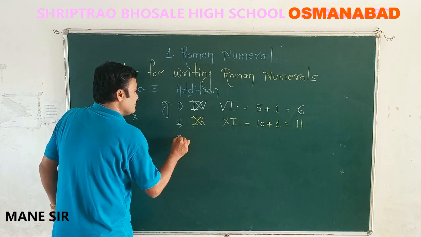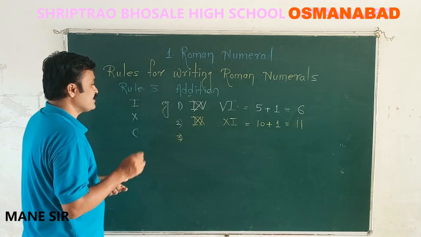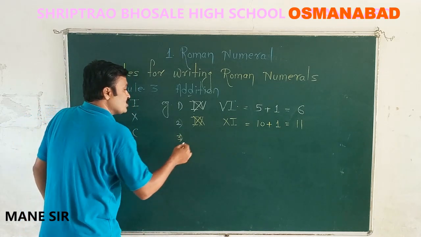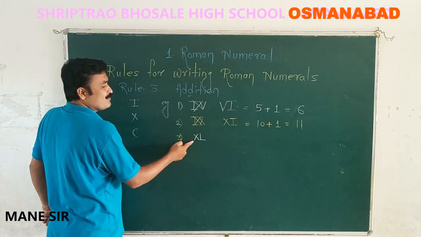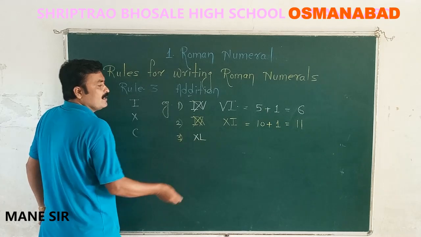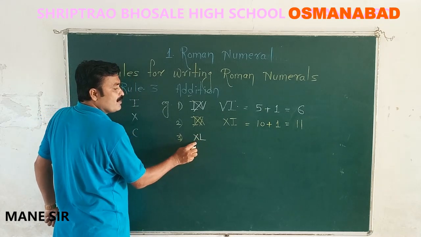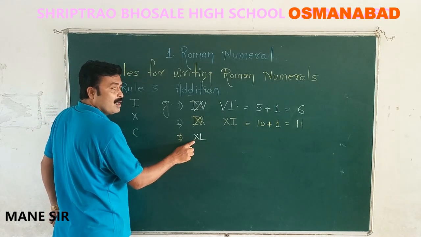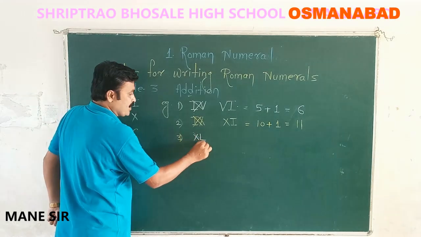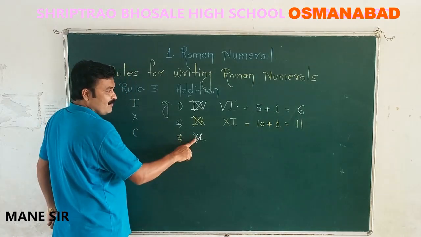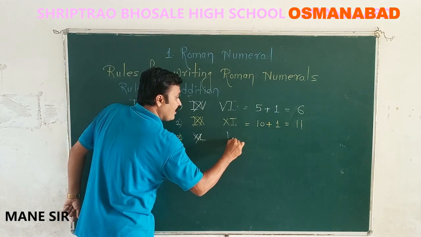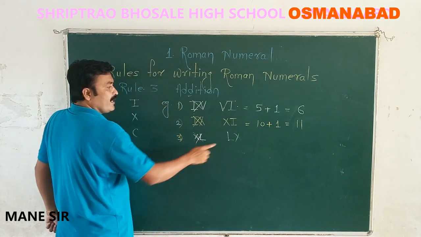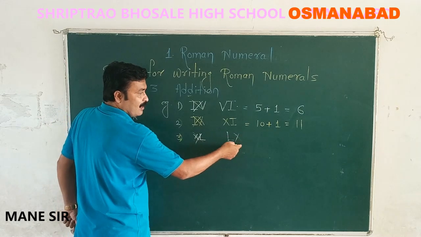Thereafter, we take the third example. Yesterday's third example was XL. That means X we write before L. In this condition, this number represents the international number 40. But instead of this, we write LX, with X written after L.